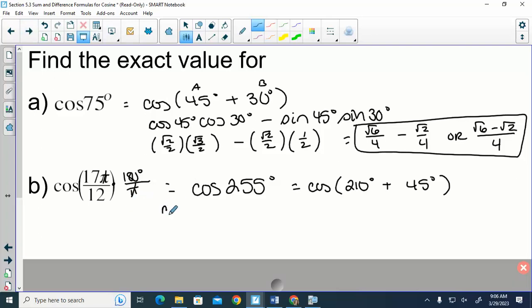So that's cosine of the first, cosine of the second, minus sine of the first, sine of the second.